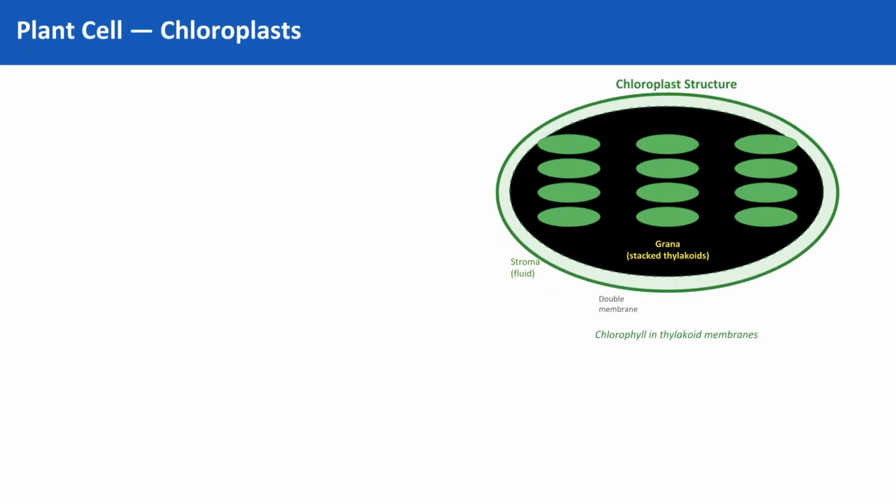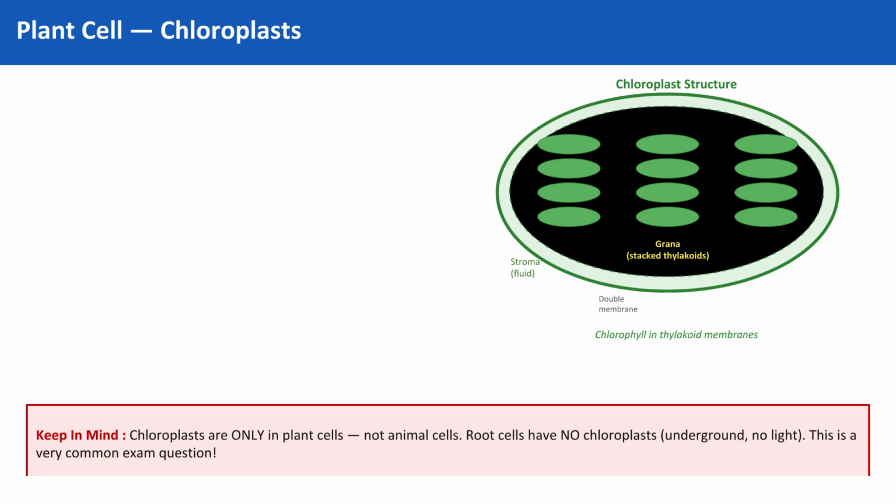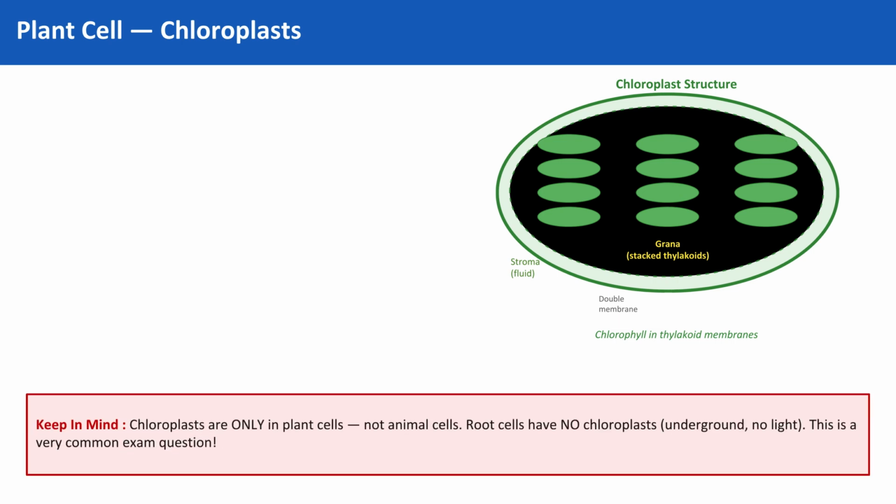Now it's chloroplast. Chloroplasts contain chlorophyll, which is found in the thylakoid membranes. A very important point to remember is that chloroplasts are only found in plant cells, not in animal cells. Also, root cells don't have chloroplasts because they are underground and don't receive the light. This is a very common exam question, so make sure you remember it.